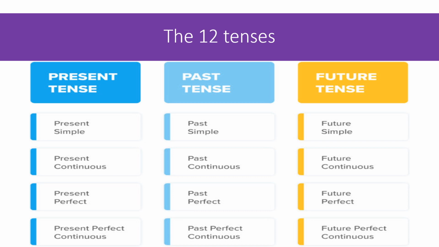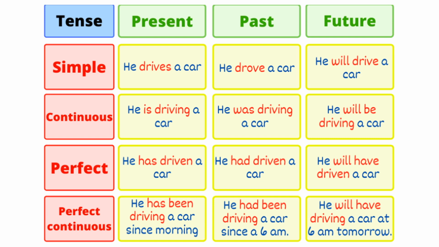Then we get the future tense, which is future simple tense, future continuous tense, future perfect tense, and future perfect continuous tense. Let's have a look at an example on the next slide. Let's start off with the simple present tense. The example over here is he drives a car. Drives is in the simple present tense. Then if we move down to the continuous present tense, he is driving a car. Is driving is in continuous present tense.